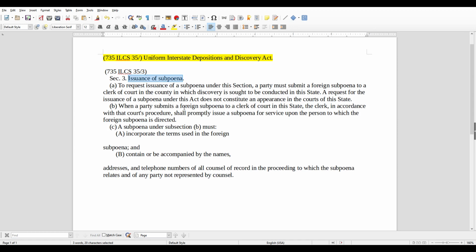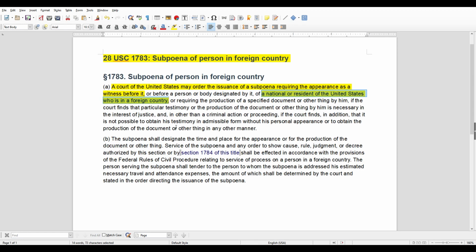But first, let's talk about the fact that there is also a federal subpoena process for foreign jurisdictions. So, in a situation where the federal government decides it needs to get involved because it decides there could be something going on here, perhaps a conspiracy to defraud the United States, the federal government also, at that particular time, has the power to issue a subpoena. Basically, the tool that they can use is 28 USC 1783, subpoenas of persons in foreign country.